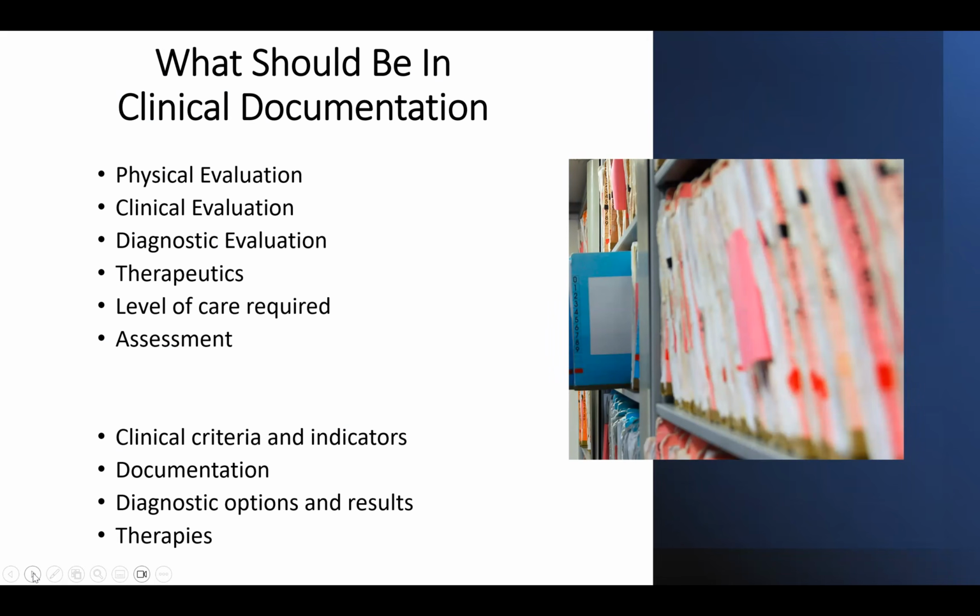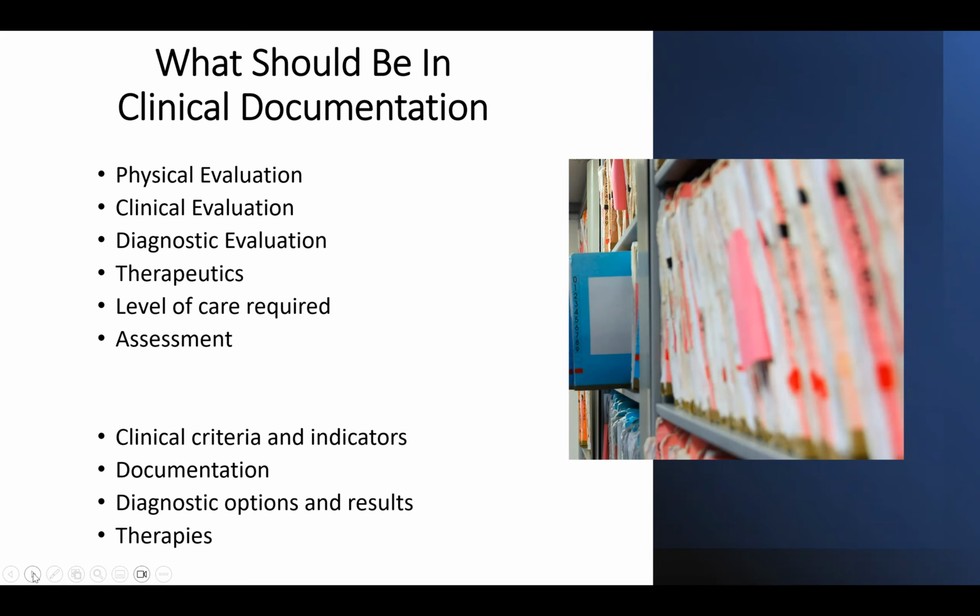So what should be in clinical documentation? And this is certainly not a complete list, but it's kind of a categorical overview. Certainly physical evaluation, clinical evaluation. So, physical evaluation would be direct observation of the patient and their habitus. Okay.